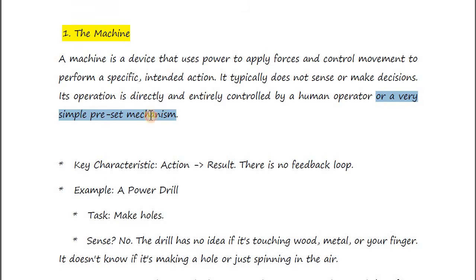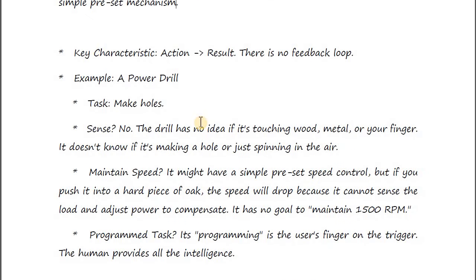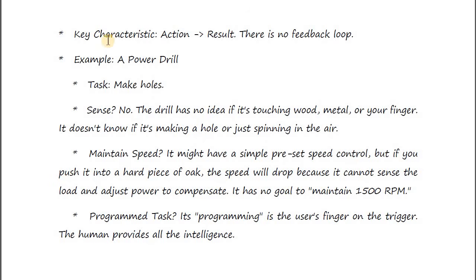Or there can be a very simple preset mechanism. That's it. Just like in logo programming. Remember in class 5 or 6 you learnt about logo programming and all that. Even Scratch, it's a sort of program where whatever you say, you will see the cursor doing that operation. It doesn't do any operation on its own, something like that. Now, what's the key characteristic? If there is an action and there is a result, that's it, nothing else. There is no discussion, there is no analysis on the result, and that is what is known as a feedback loop. So there is no feedback loop.